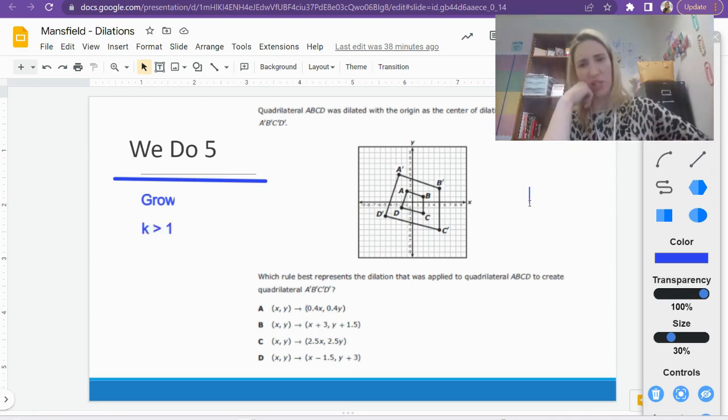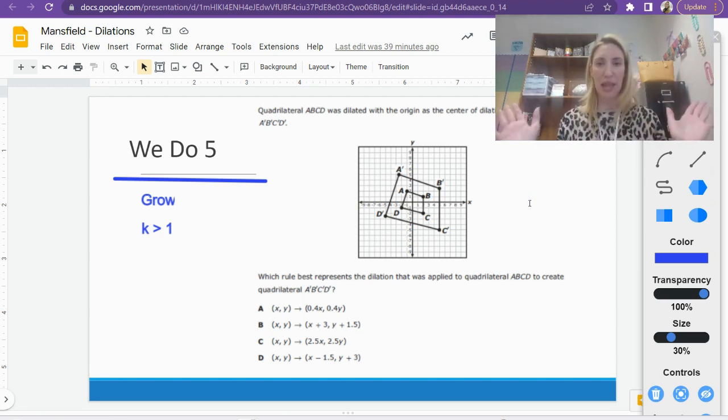Oh my gosh, I need a few shrinking examples over here. This is getting too easy. All right. Which rule best represents the dilation that was applied to quadrilateral ABCD to create A prime, B prime, C prime, D prime? Okay. What is the correct dilation, right? This is what they're asking.